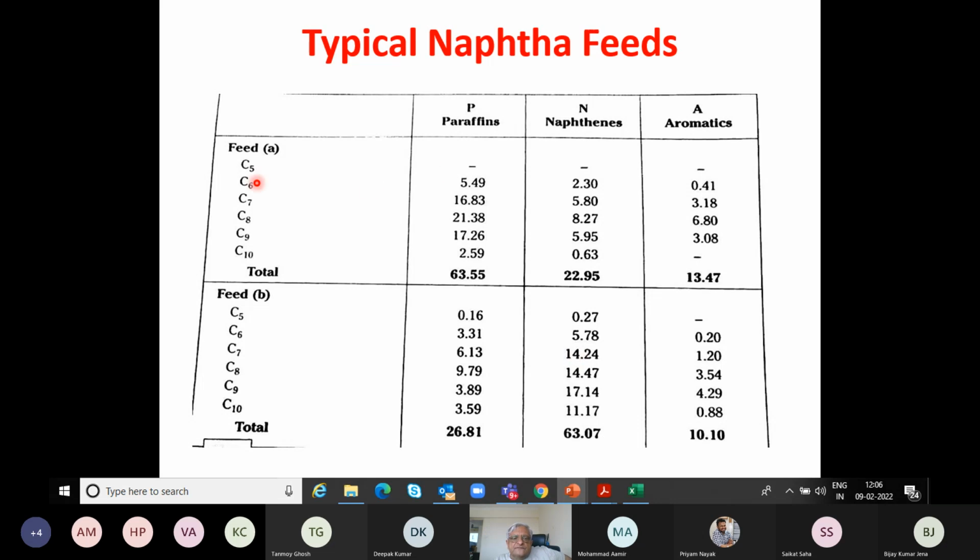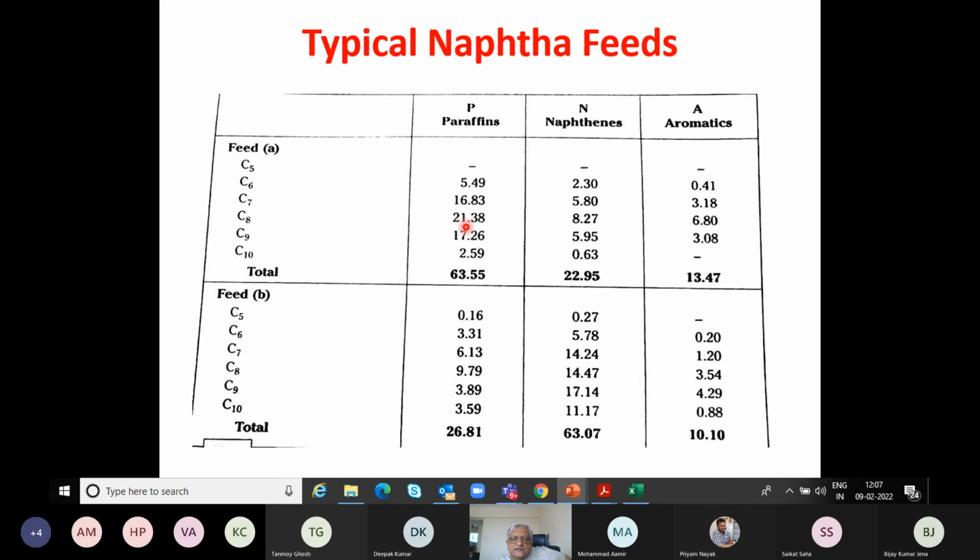Okay, one feed is given at the top and the other feed is given at the bottom. Now, if you look at the composition of this feed, typically this also helps you to understand that the typical feed to the reformer is actually somewhere between C6 to C10. All right, maybe C11, but nothing beyond C11. Okay, because I think from C9, C10, your kerosene range starts.